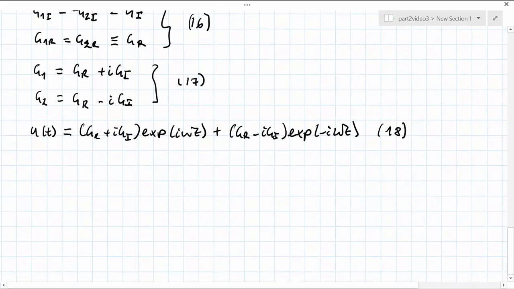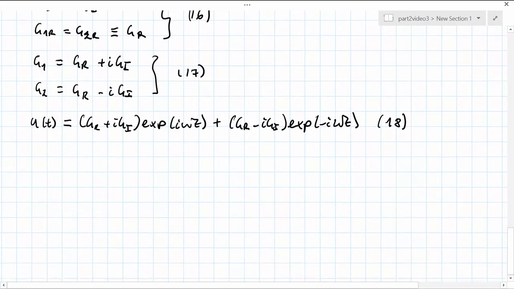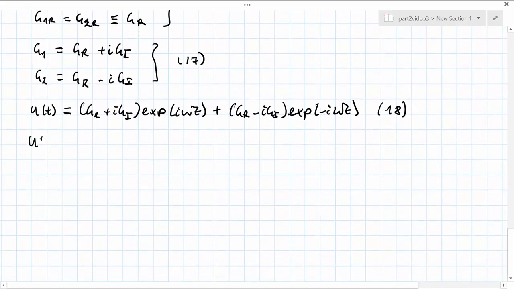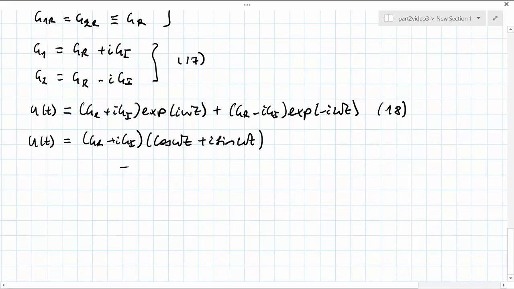If we now apply the Euler transformations again, we end up with u(t) is equal to gr plus I gi times by cosine omega t plus I sine omega t, plus gr minus I gi times by cosine omega t minus I sine omega t.